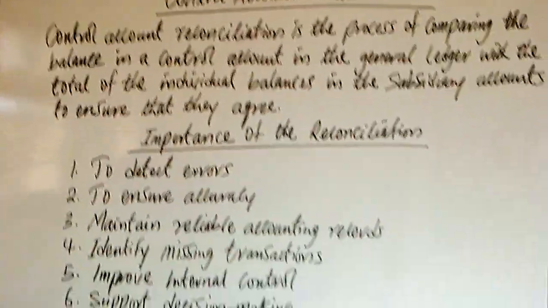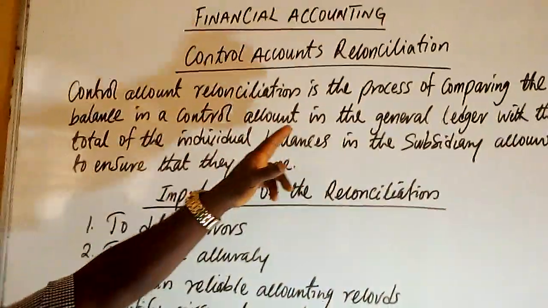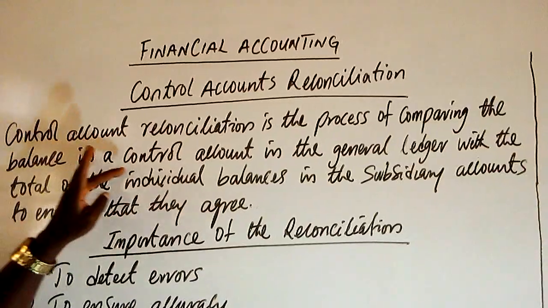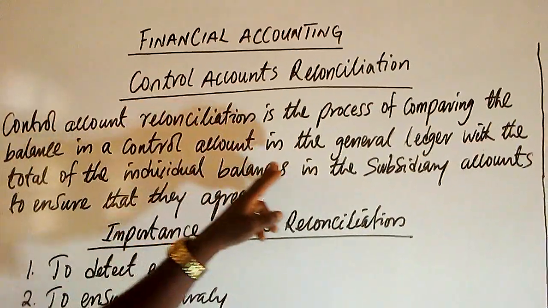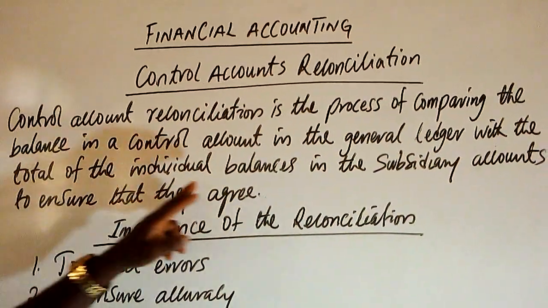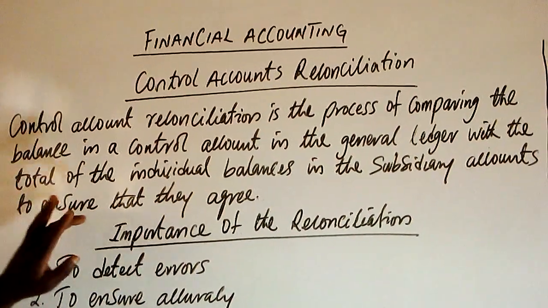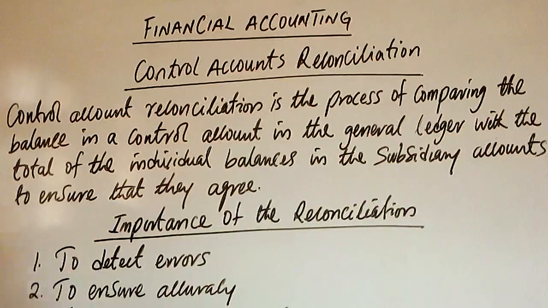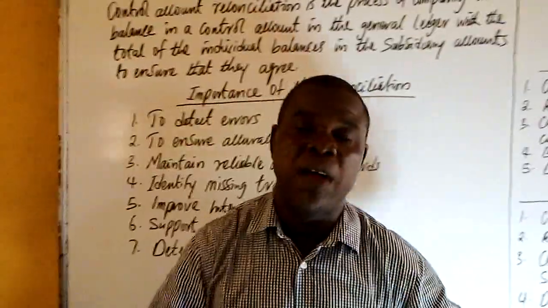What do you mean by control account reconciliation? Control account reconciliation is the process of comparing the balance in a control account in the general ledger with the total of the individual balances in the subsidiary account to ensure that they agree. Emphasis here is that control account have two areas.